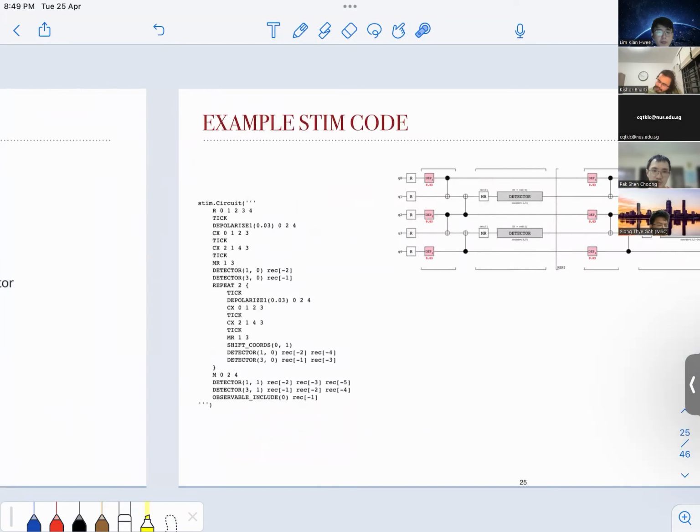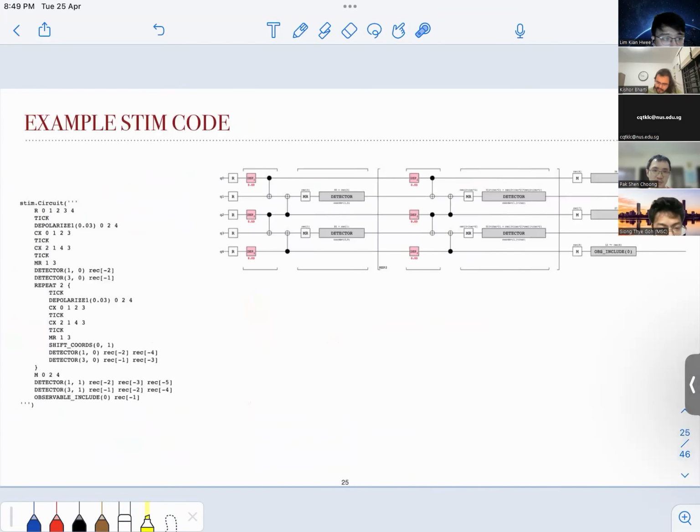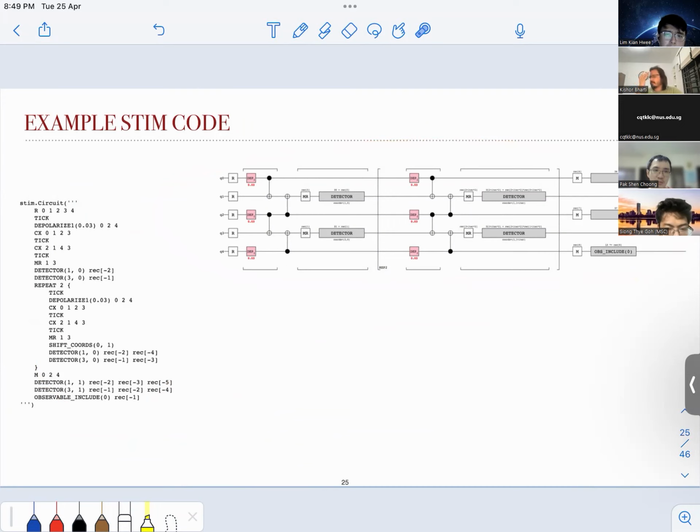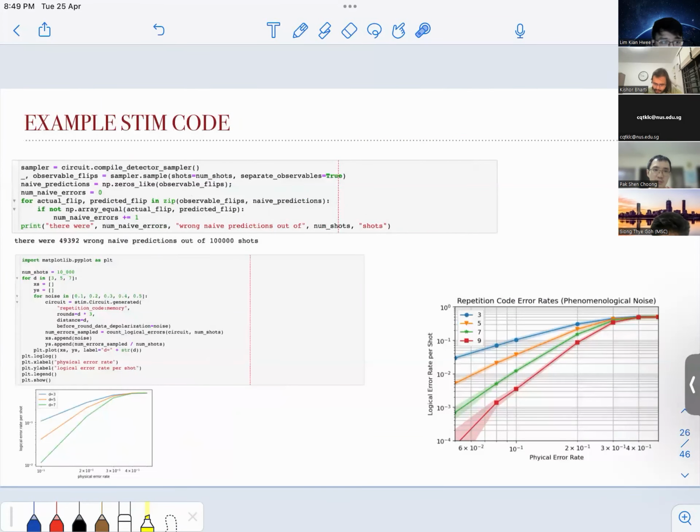This is an example Stim code which I have taken, and it can generate the circuit corresponding to the repetition code. You can write the circuit, and then calculate how many logical errors you have at a particular distance. You can increase the physical error and plot the logical error, and do it for different distances, and the place where the crossing happens is your threshold. That's what is considered the threshold of a decoder.